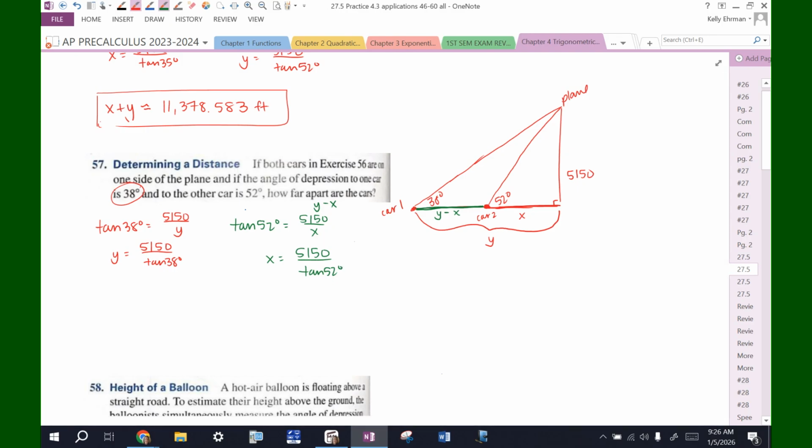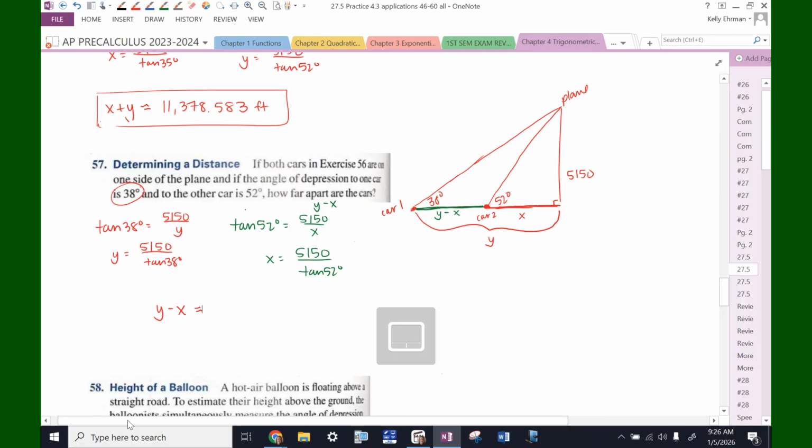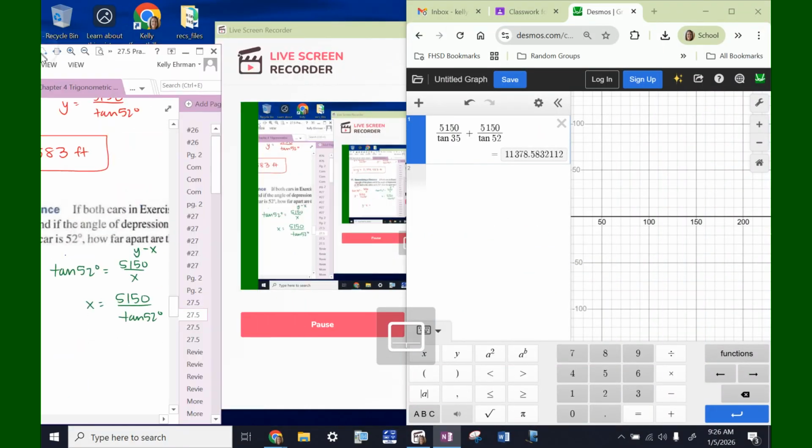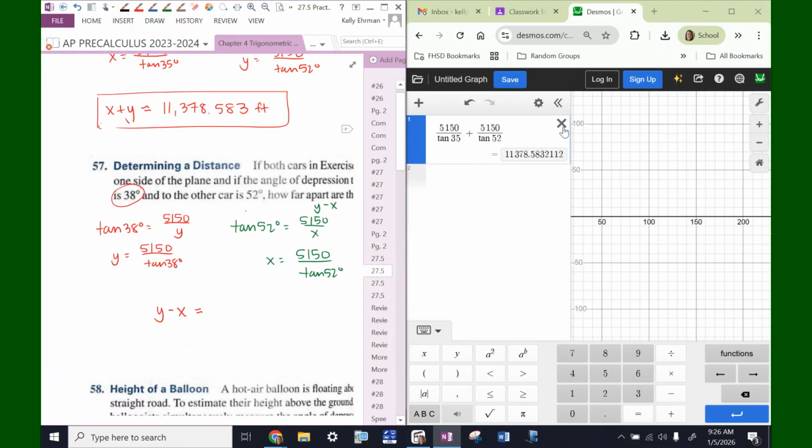And then how far apart are the cars? Y minus X. If you accidentally subtract backwards, hopefully you will catch that your negative answer really just should have been positive. So there's that. Oh, I should have kept that. Actually, I could do Control Z.